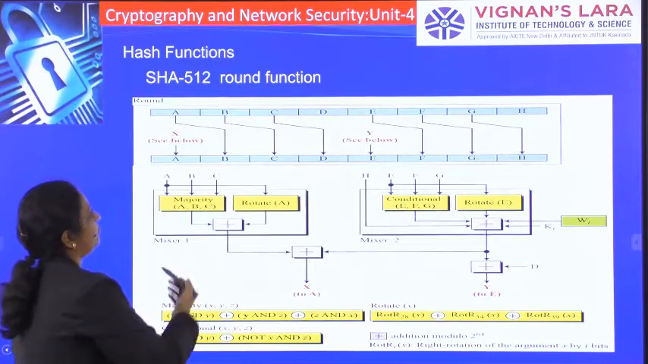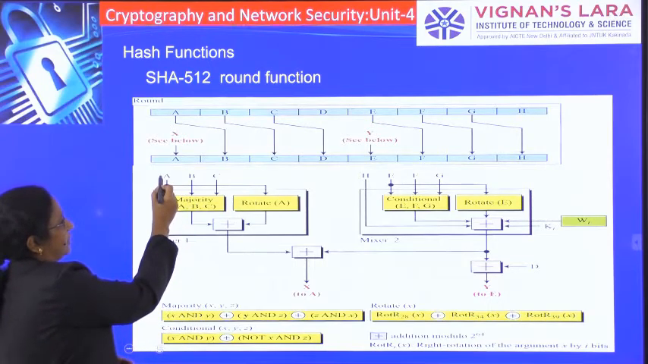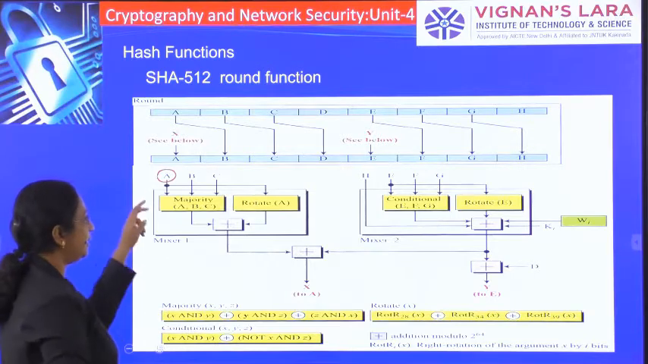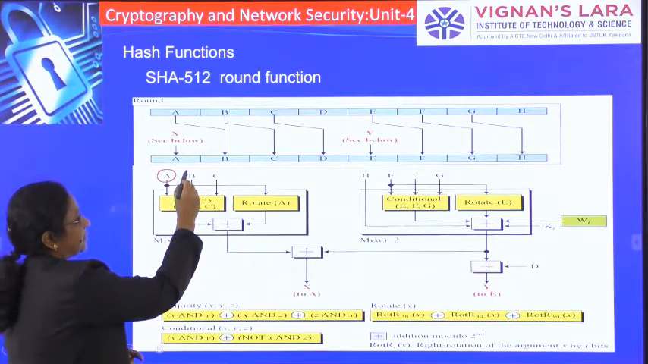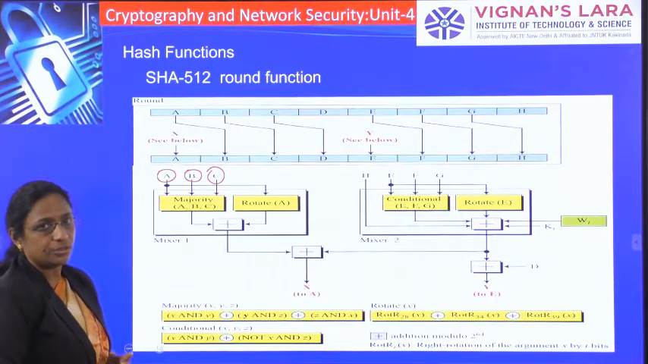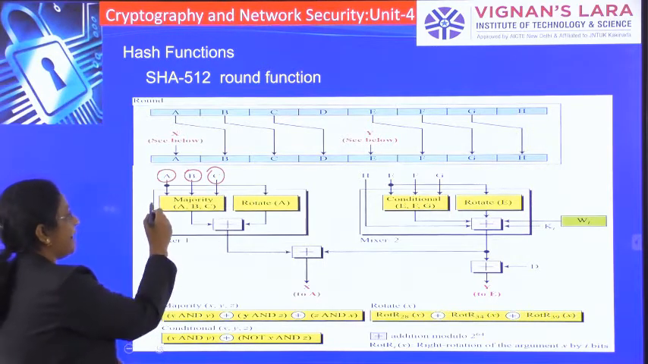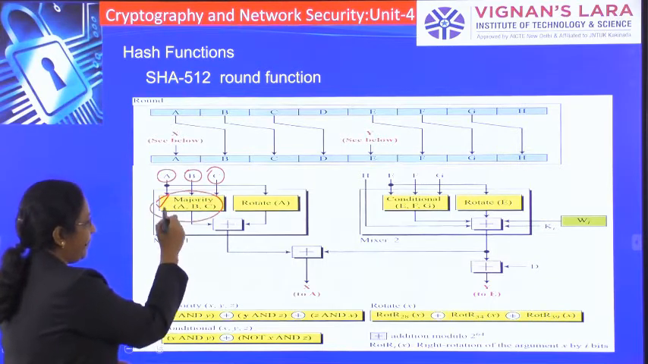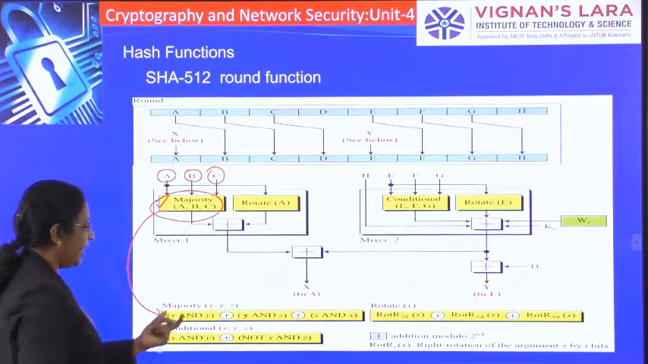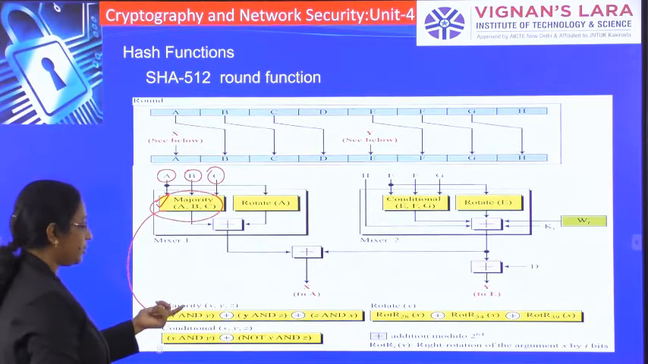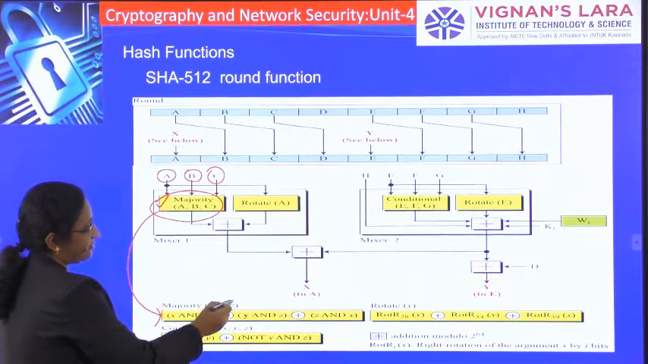Here, the bits that you are having in register A, the bits in register B, and the bits in register C will be going to the function called majority ABC. And this majority ABC is nothing but your AND function along with the exclusive OR. So here this is your majority XYZ.